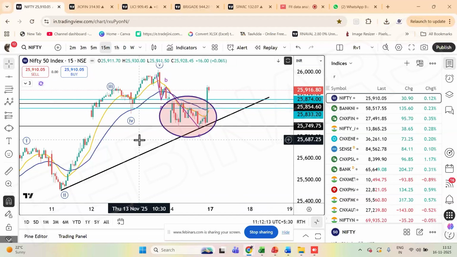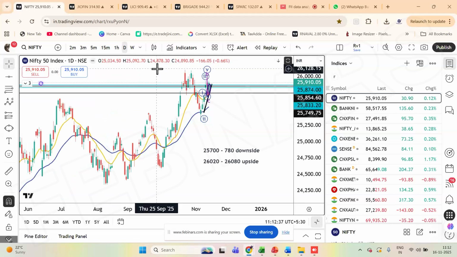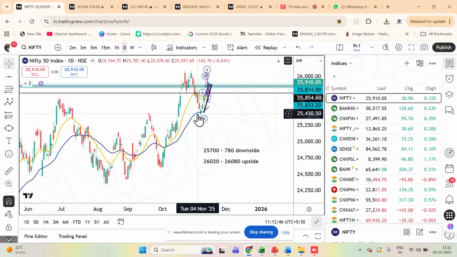I am taking a bottom up approach here. It's not a top down approach that I'm going to apply, it's a bottom up approach. So from the shorter degree perspective, next week the trend seems to be positive. Overall structure, well, 26,100, 26,105 is the resistance. It has to be taken out. 26,020 above I would turn bullish.